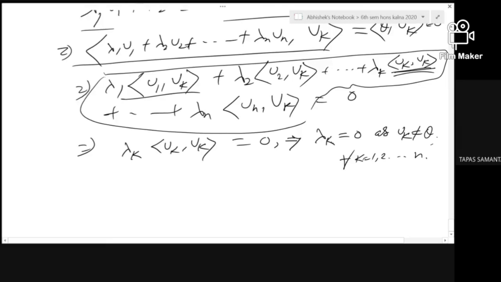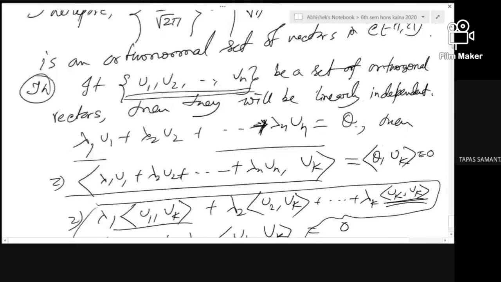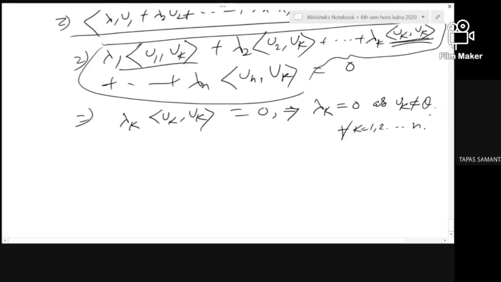Thus we see that if v1, v2, vk is an orthogonal set of non-zero vectors, then they will form a linearly independent set. Because when we talk about a linearly independent set of vectors, we need to take non-zero vectors, because a linearly independent set of vectors will never have zero vectors. So this is for today's lecture.